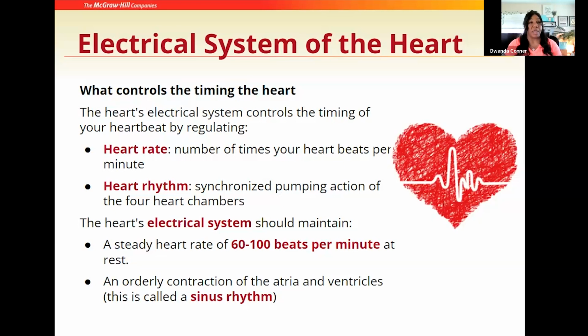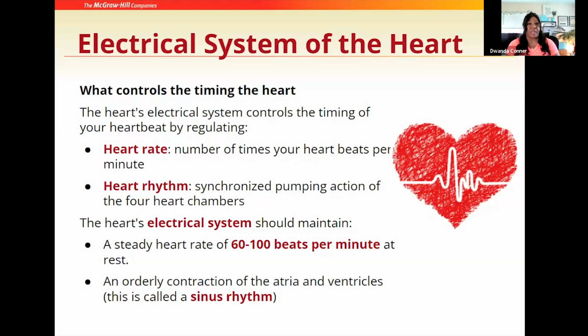We learned this early on with our vitals, and we learned that for 1 minute, we would palpate one's radial pulse, counting each beat that we feel for a full minute. 60 to 100 beats would be considered normal.